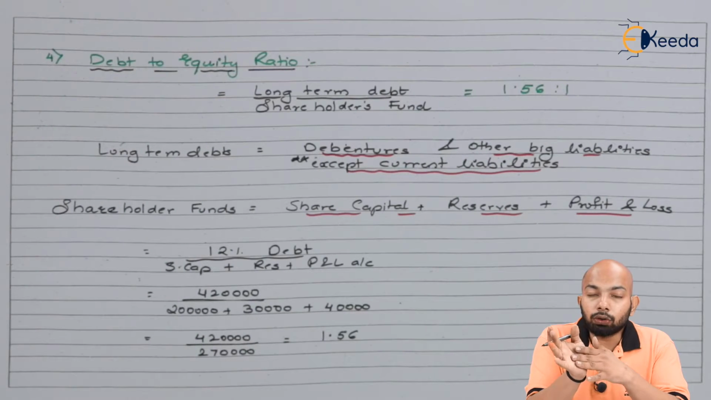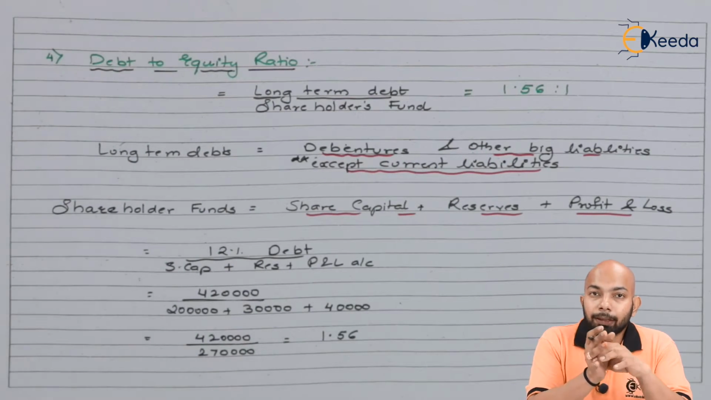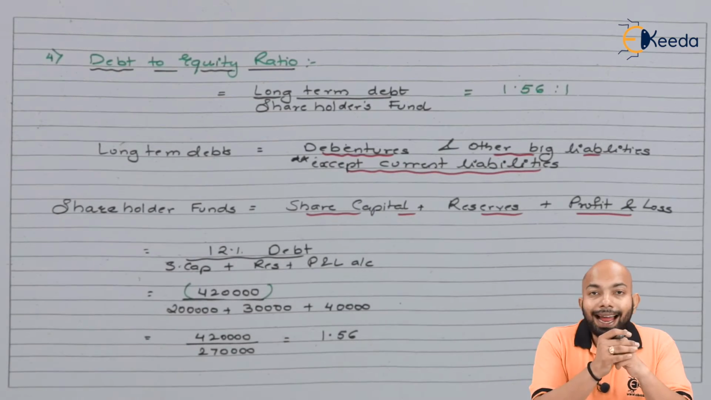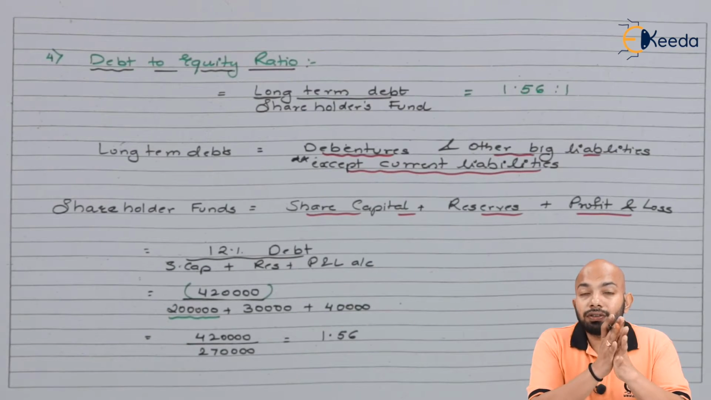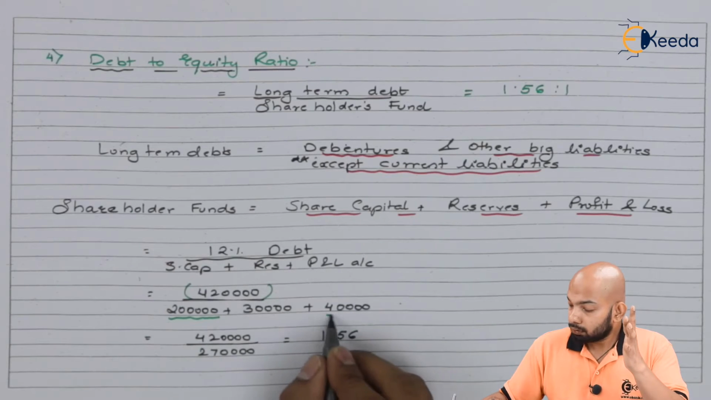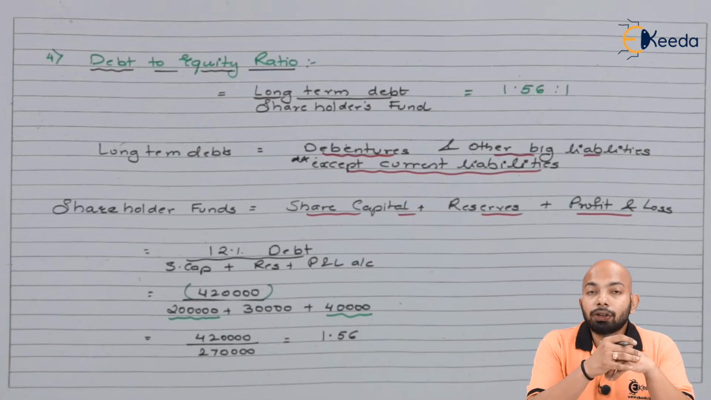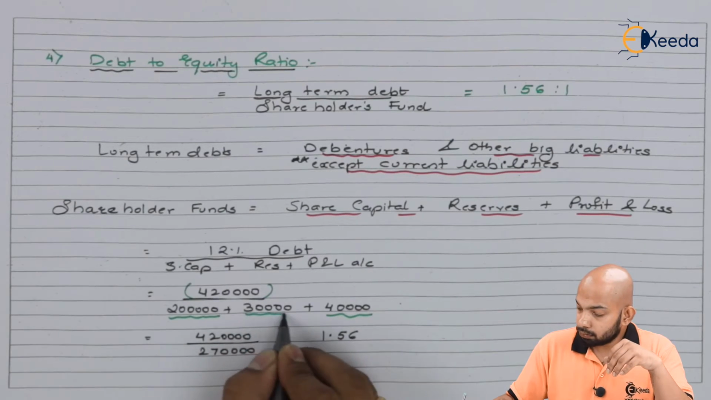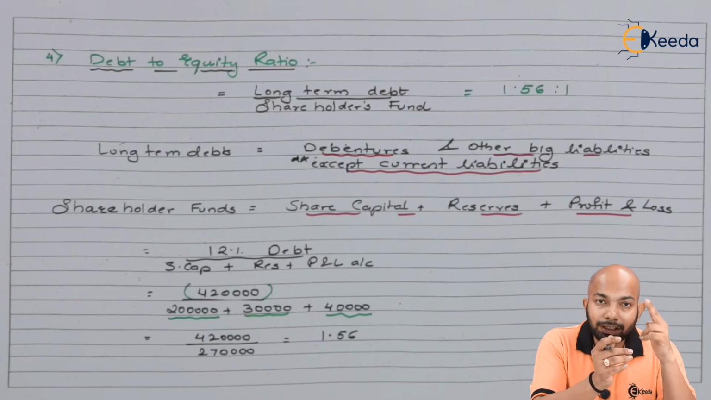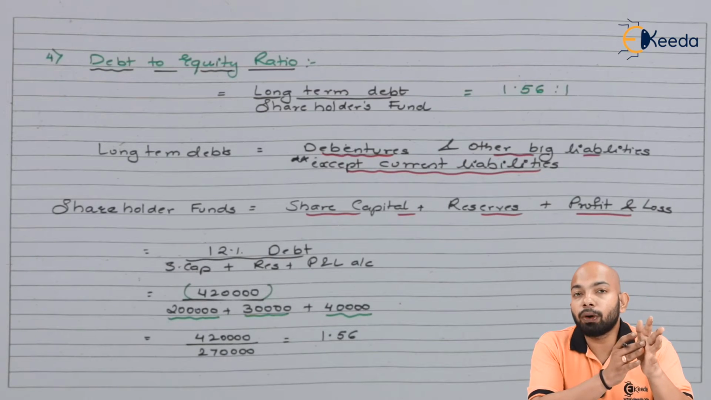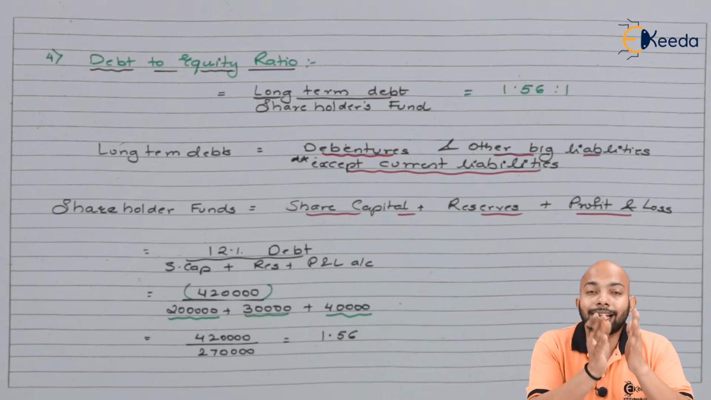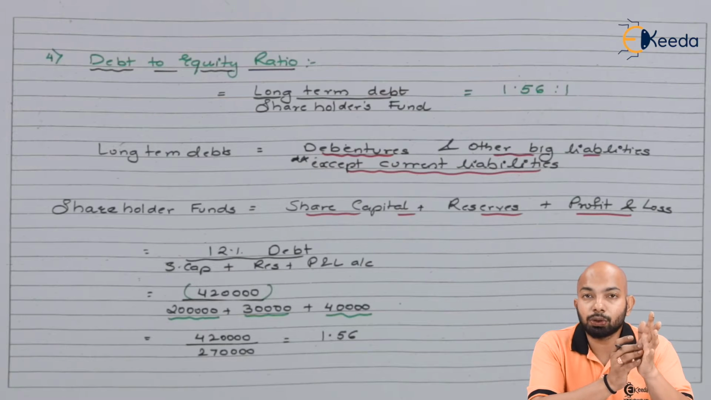Now that we have figured out the long-term debt, the total 12% debentures has been taken into consideration, amounting to 4,20,000, and share capital amounting to 2 lakh rupees, reserves amounting to rupees 40,000, and profit and loss amounting to 30,000. So 4,20,000 divided by 2,70,000 is the total. If you do it on a calculator, it will give you 1.55555, which equals 1.56:1. So that is the debt to equity ratio.